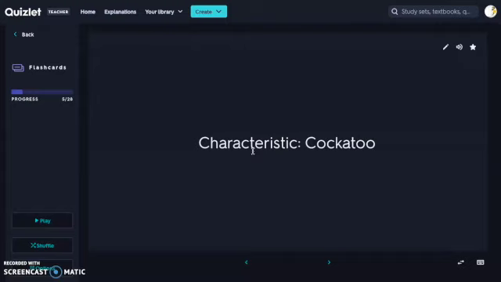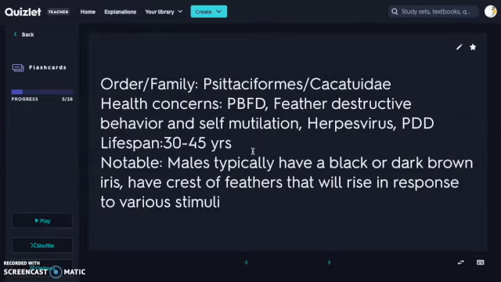These are cockatiels, not to be confused with cockatoos, which we'll talk about in a second. So here we go, our cockatoos. Cockatoos are from Australia. They are Psittaciformes, right? So we're talking about parrots. Parrots are Psittaciformes, and then they are Cacatuidae. So Cacatuidae is the family that they're in.